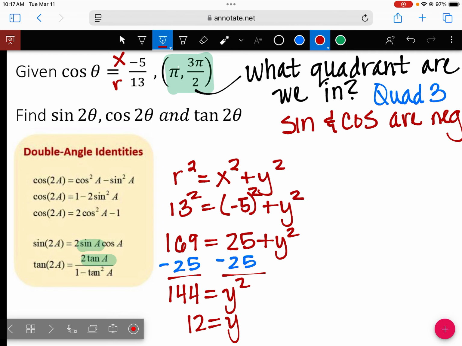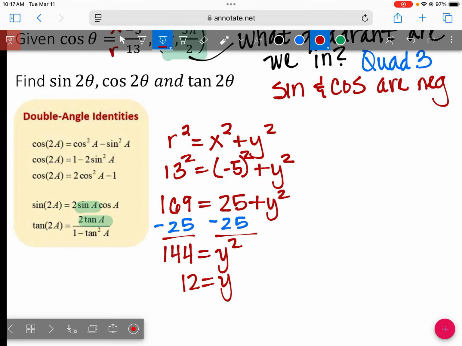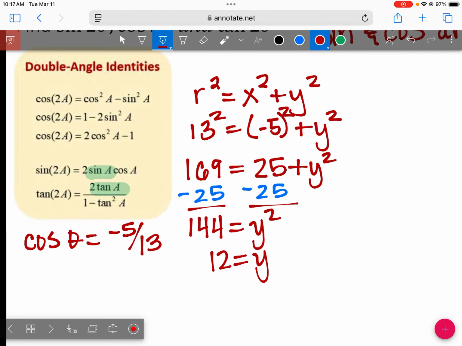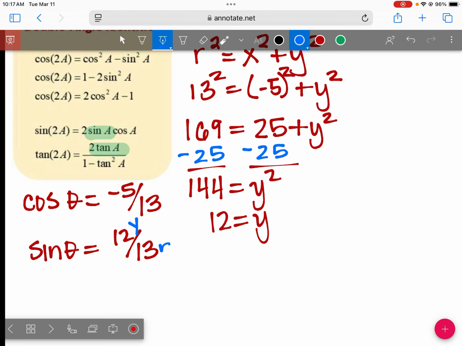So now that we have this information, I'm going to go under my identity here. So they gave us cosine. I'm going to write this here. We know cosine of theta is -5/13. Now we can figure out sine, because sine is y/r, so that would be 12/13. We'll write that, y/r. And we also know tangent. Tangent is y/x. So that would be 12/5.